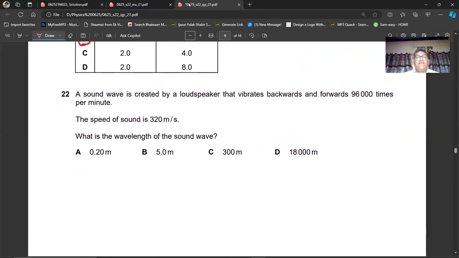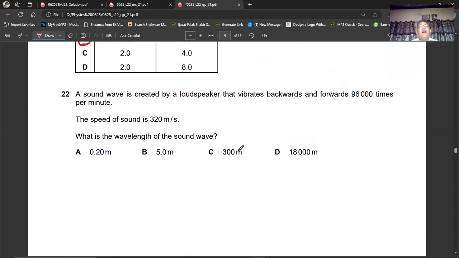Okay, so we have question number 22 on your screen. A sound wave is created by a loudspeaker that vibrates backwards and forwards 96,000 times per minute. Per minute means we don't take the time in minutes, we will take the time in seconds. So from here, I can calculate the frequency. Frequency will be the number of vibrations divided by the time taken. So that will be 96,000 divided by 60 seconds.